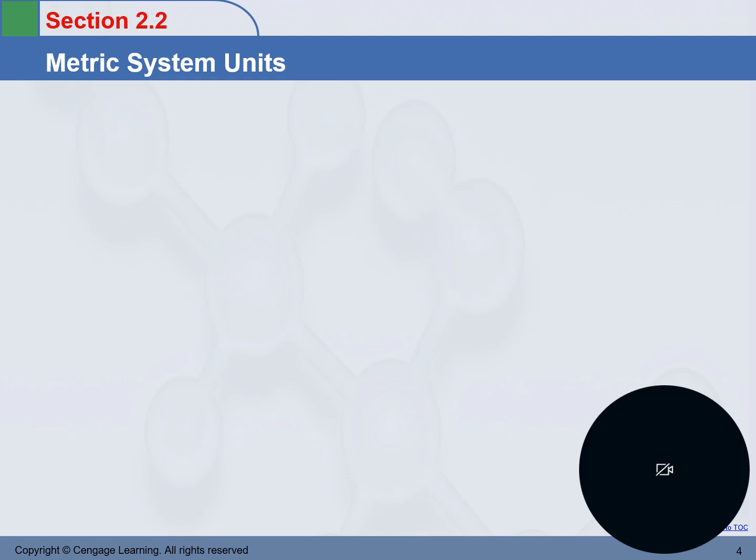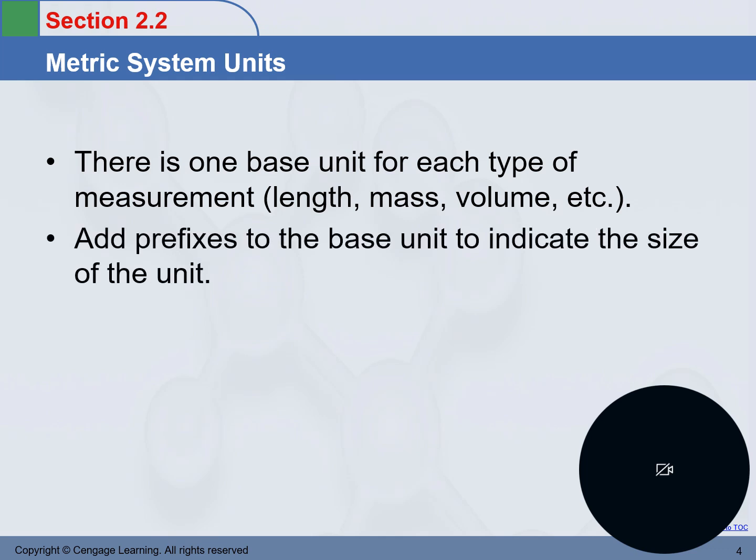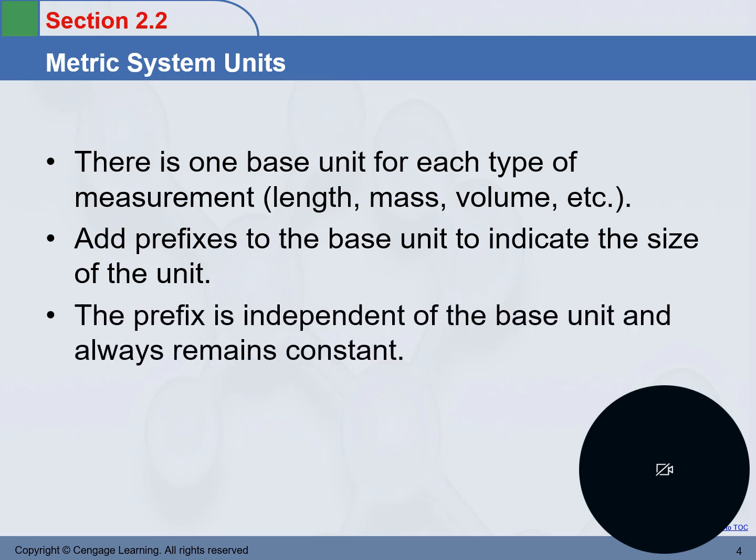Second part of chapter 2 deals with metric system units, where there's only one basic unit for each type of measurement, one unit for length, mass, and volume, etc. By looking at those basic units, we can add prefixes to change the size of that particular unit. The prefix is independent of the base unit and can be used on many other base units as well.